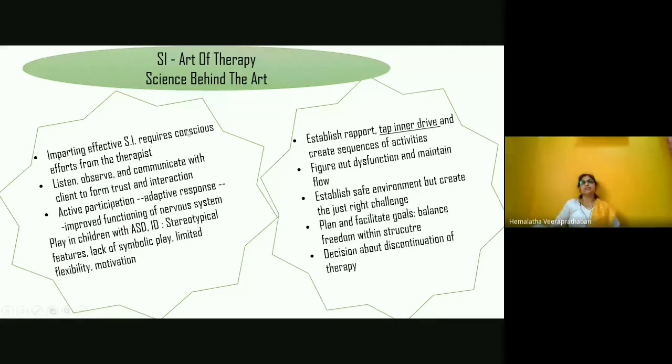Your conscious effort, I mean the therapist's conscious effort, is very, very important, and all of this has to create the safest environment. You have to plan and facilitate the goals. You have to create a lot of freedom, a balance of freedom within the structure. And you have to decide what type of therapy or service the child requires; the techniques the child requires will be concluded at the end.